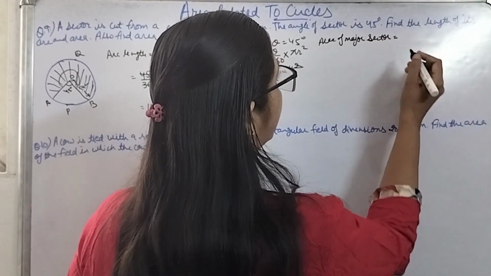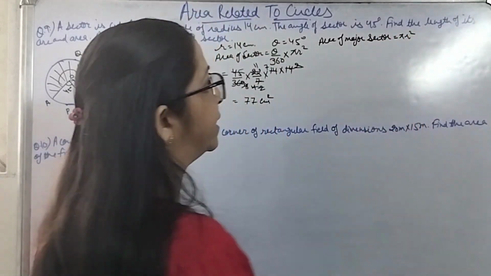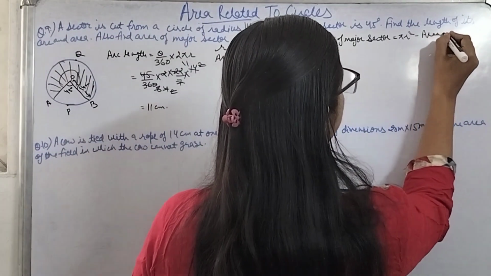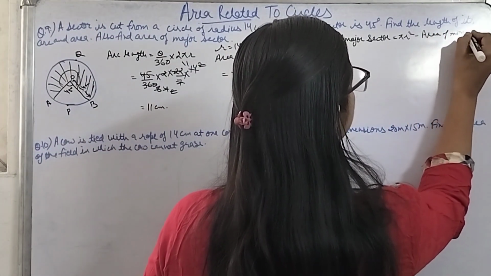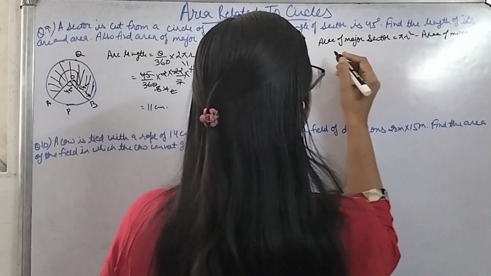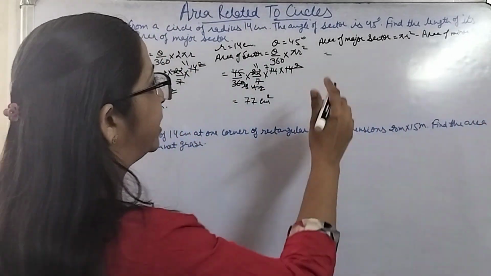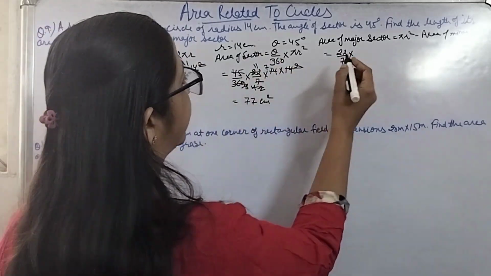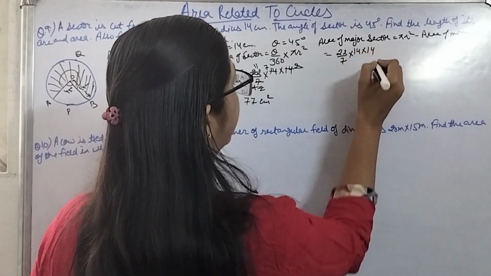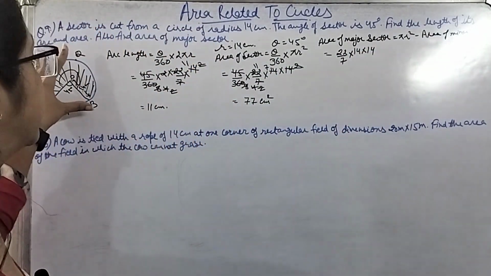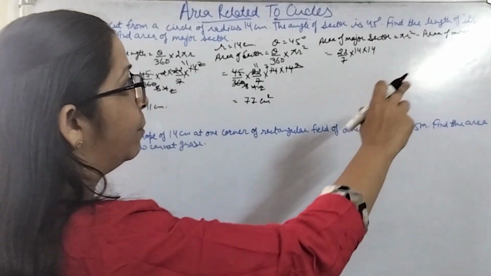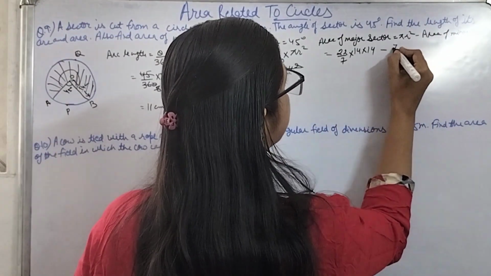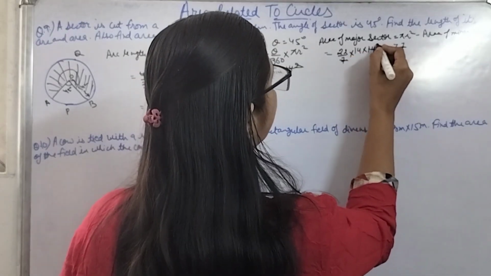So what we can do is, from the whole area, that is pi r square, we are subtracting the area of the minor sector. So it will be pi r square, means 22 by 7 multiplied by r, which is 14, multiplied by 14. This is the whole area of the circle minus the area of the minor sector. Just now we have found it out. It is 77.